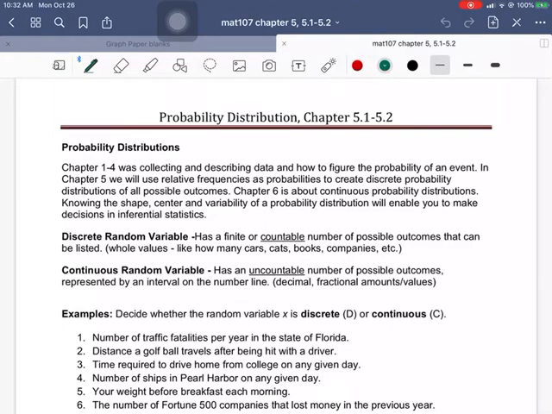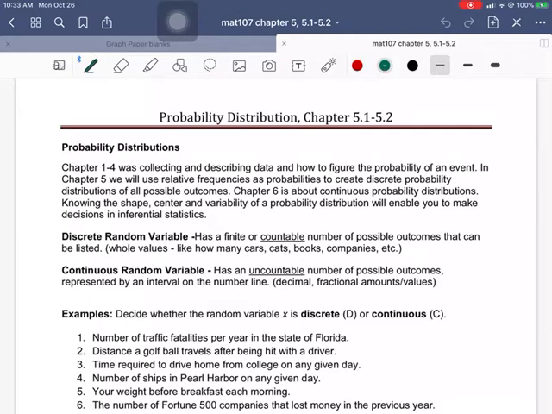Okay, probability, chapter 5 is probability distribution. Chapters 1 through 4 were collecting and describing data and how to figure probabilities of an event. In chapter 5, we will use relative frequencies as probabilities to create discrete probability distributions of all possible outcomes. Chapter 6 is about continuous probability distributions. Knowing the shape, center, and variability of a probability distribution will enable you to make decisions in inferential statistics.